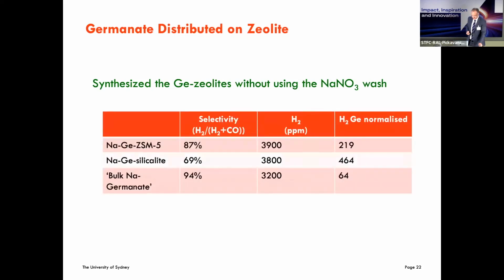And indeed, I get very good selectivity towards the synthesis of hydrogen, towards dehydrogenation. And per germanium normalized, it's very good. So if I had not done that very careful experimental work, we would have wrongly associated the success of our experiment with a germanium substituted zeolite. So the careful work, the background experiments, really, really important.